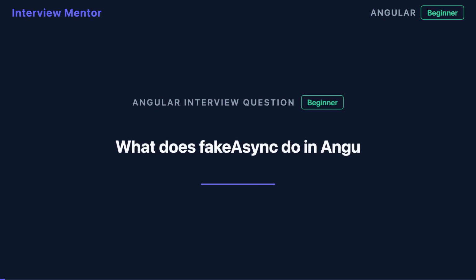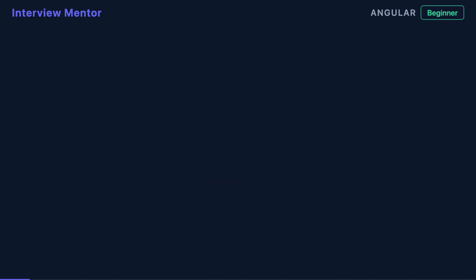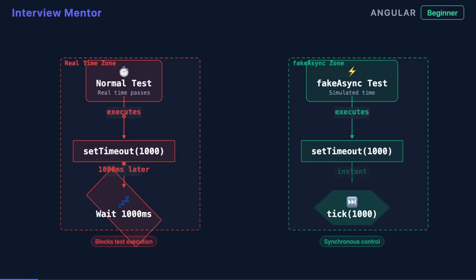Testing async code in Angular can feel like waiting for paint to dry, unless you control time itself. That's exactly what fakeAsync does. fakeAsync is a special testing utility that wraps your test in a synchronous test zone. Inside this zone, asynchronous operations like timeouts and promises don't actually wait for real time to pass. Instead, Angular simulates the passage of time, letting you write tests that execute instantly while still validating async behavior. Think of it as a time machine for your tests.